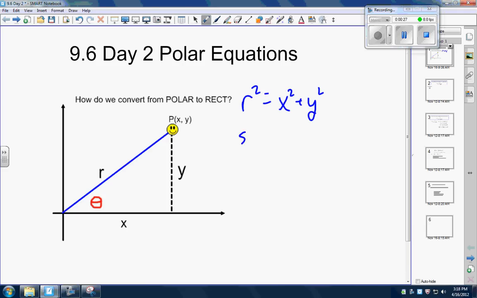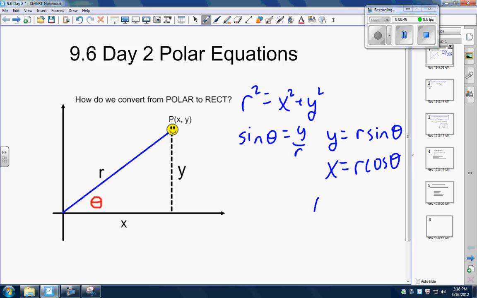We also said that the sine of theta is y over r. So we said y is r times sine of theta. And by the same idea, we said x equals r cosine theta. And we also used that tangent of theta equals y over x. But I don't think we need to use that so much with these graphs in here. Okay, so make sure you're able to get those three major equations.